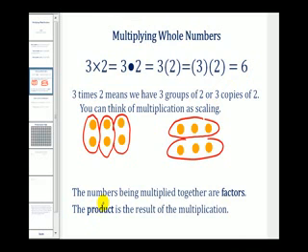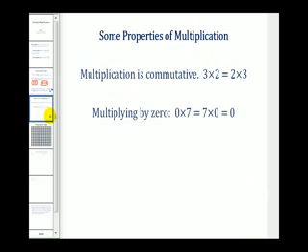Now for some vocabulary, the numbers being multiplied together are the factors. So 3 and 2 are the factors, and the product is the result or the answer when we multiply. So our product is equal to 6. Before we take a look at some more involved examples, let's go and take a look at a couple properties.